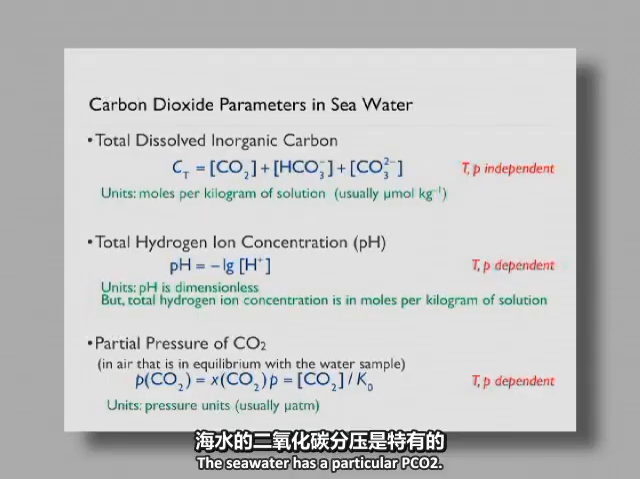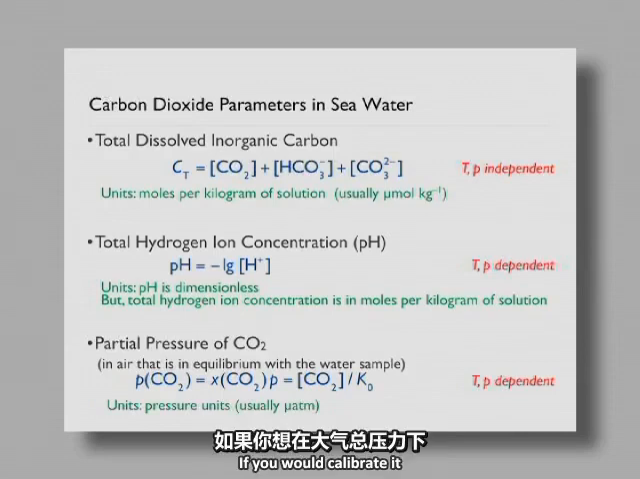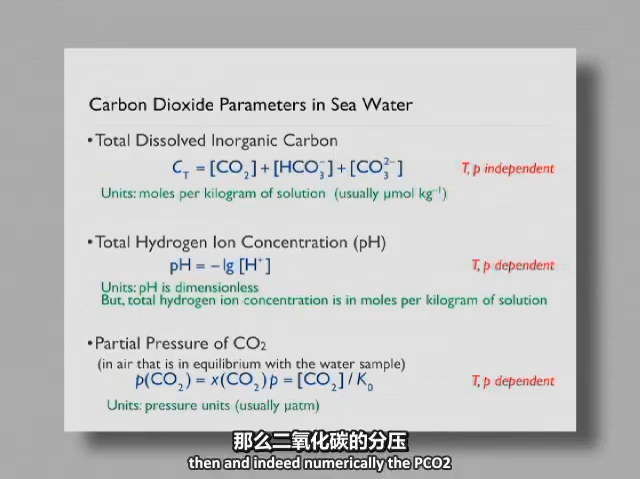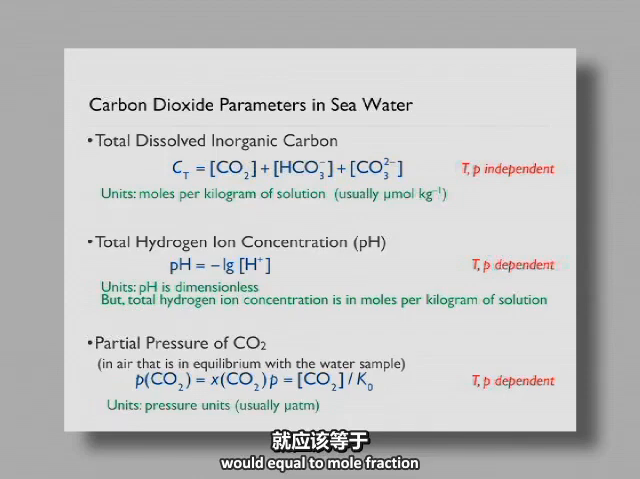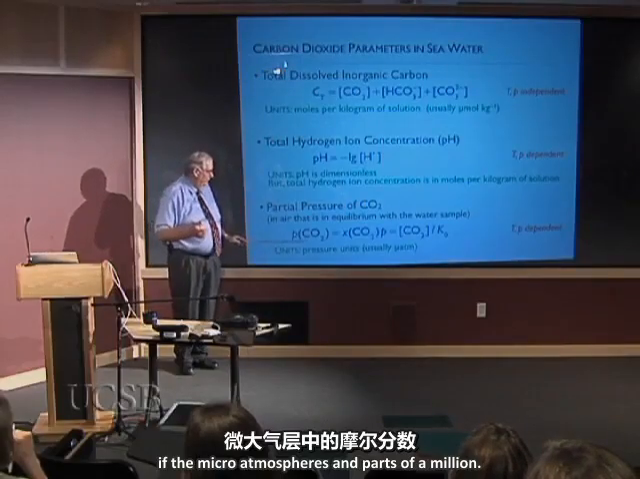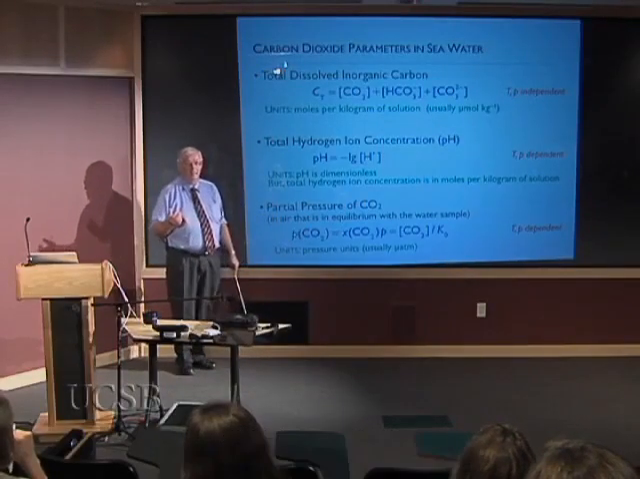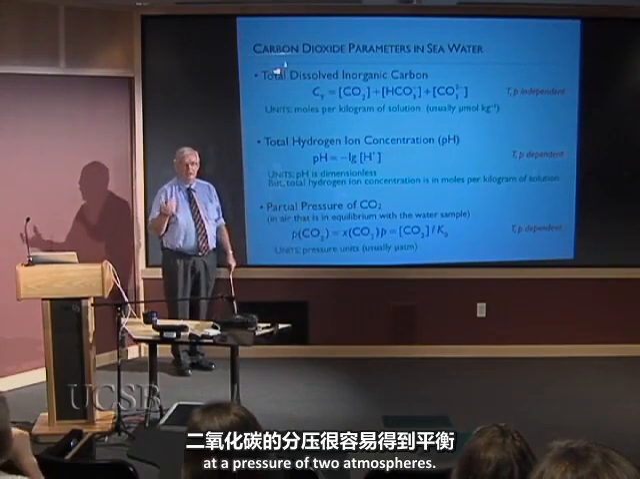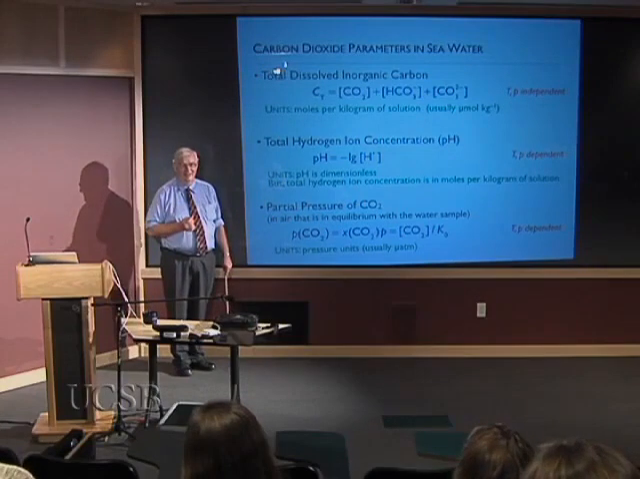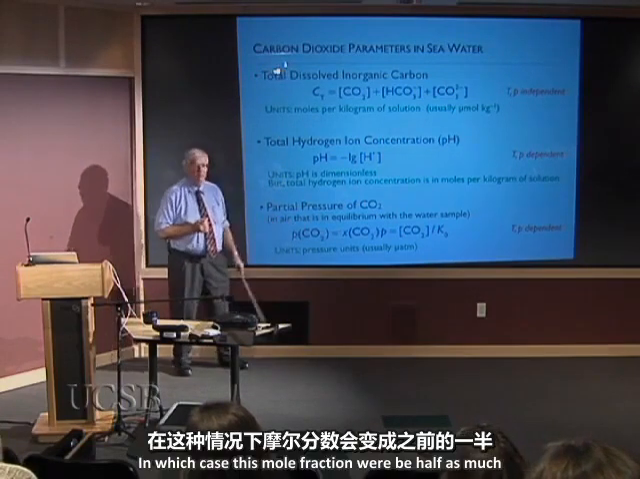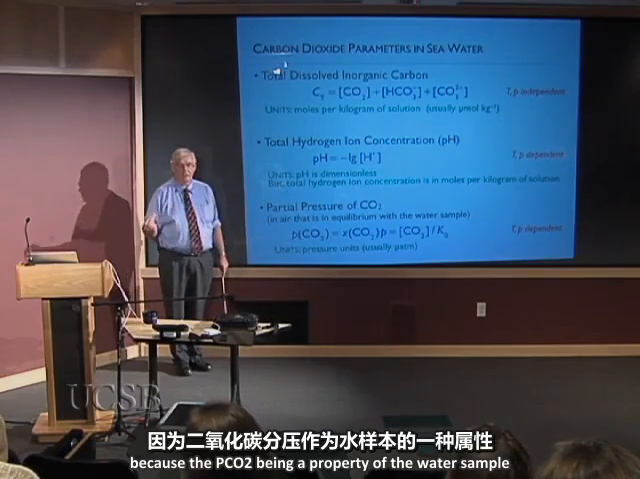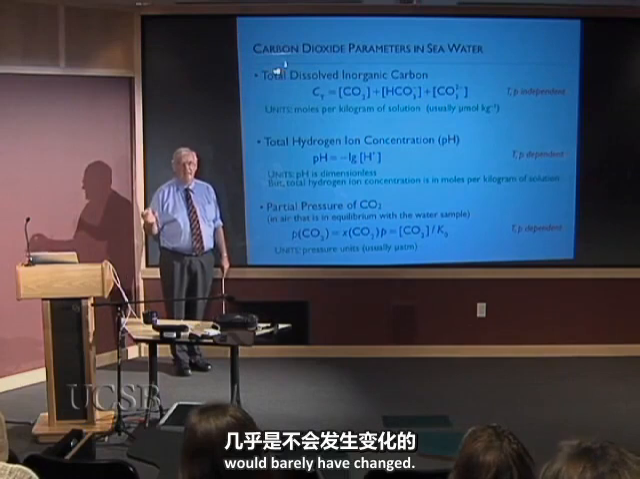And the key is this relationship here. The seawater has a particular PCO2. If you equilibrate it with air at a total pressure of 1 atmosphere, then indeed, numerically, the PCO2 would equal the mole fraction if microatmospheres and parts per million. But you could just as easily have equilibrated it at a pressure of 2 atmospheres, in which case this mole fraction would be half as much, because the PCO2, being a property of the water sample, would barely have changed.